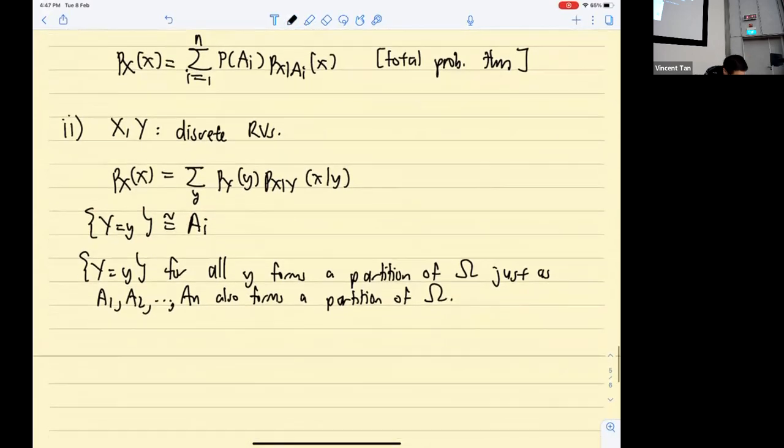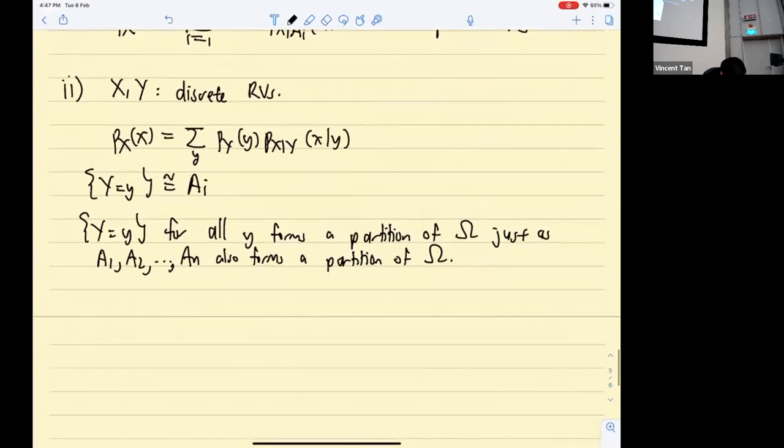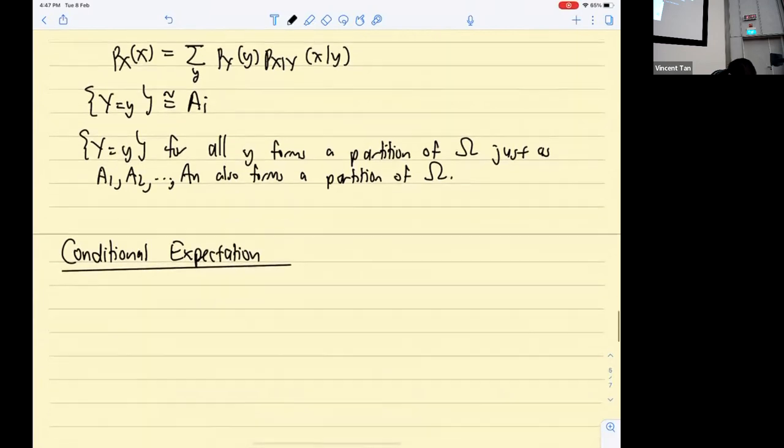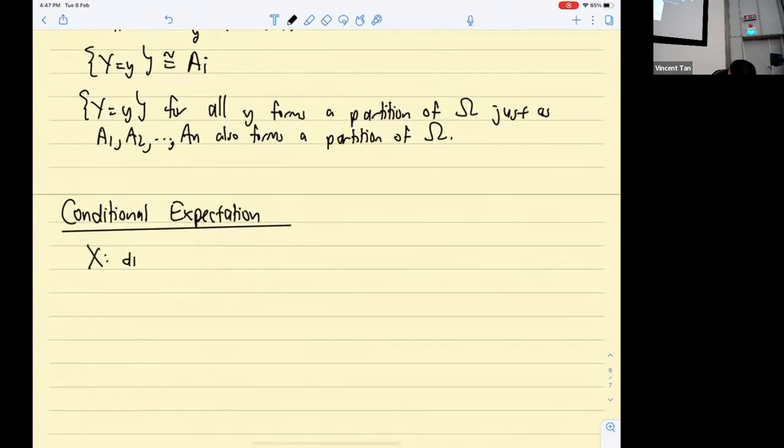So I just want to briefly go through some simple things concerning conditional expectation, and next time we will do an example. Conditional expectation. We know what is expectation, all right? So suppose now I'm given X, a discrete random variable, and A, an event. We always use A to be an event and the letters behind to be random variables, and say P of A is bigger than zero.